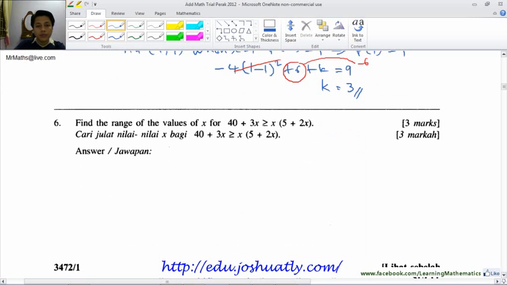There we go. So 40 plus 3x is greater or equal to x times 5 plus 2x. Alright. Okay, this is interesting, huh? Okay, now we need to open up the bracket here. 40 plus 3x greater or equal to 5x plus 2x squared.